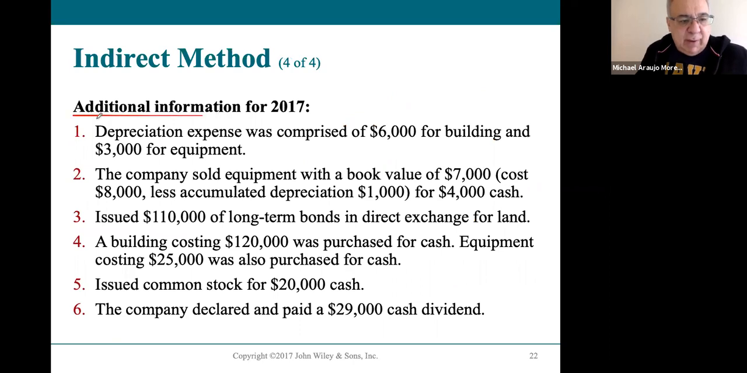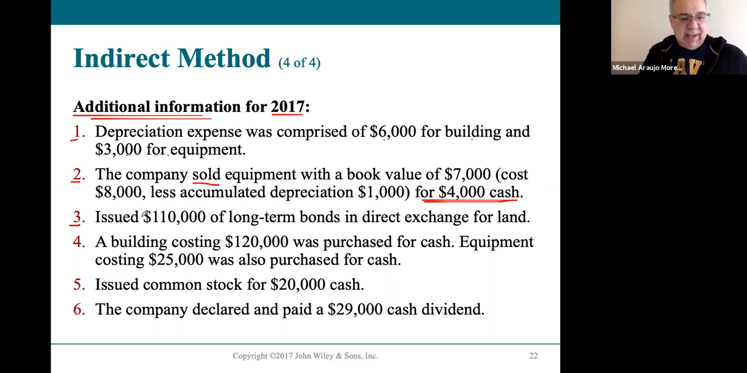Now, all that additional information, things that we have to know about in order to understand the cash flow statement. First thing we need to know about is depreciation expense for 2017 was $6,000 for building, $3,000 for equipment. Another thing we need to know is the company actually sold equipment with a book value of $7,000, which was their $8,000 cost and accumulated depreciation of $1,000. So $7,000 is the book value. But they sold it for $4,000 cash. So this is how much cash they collected on the sale of that equipment.